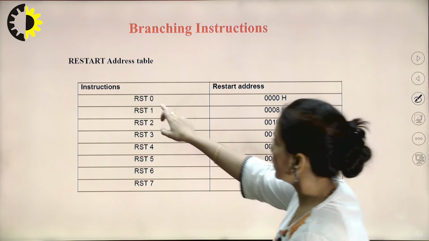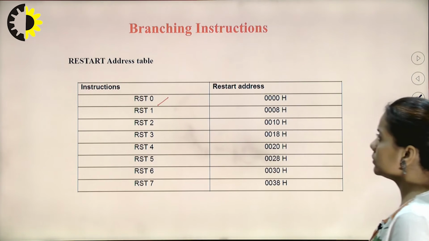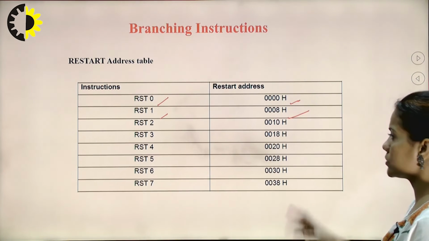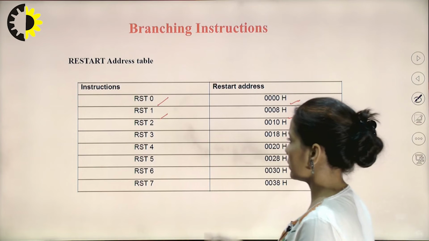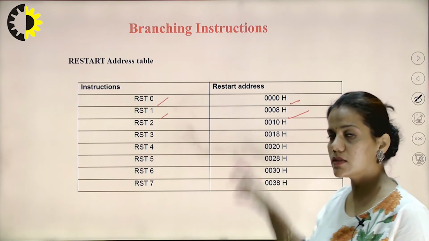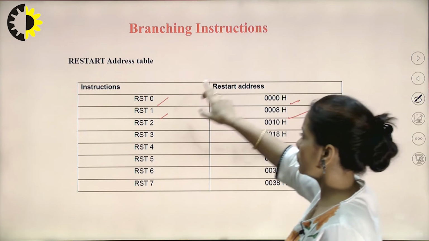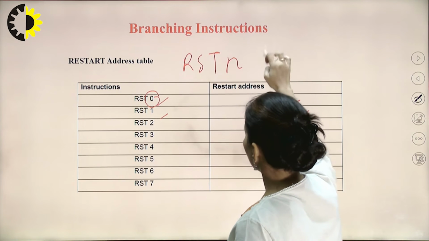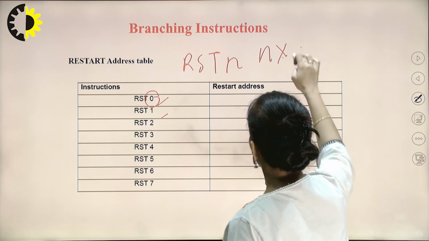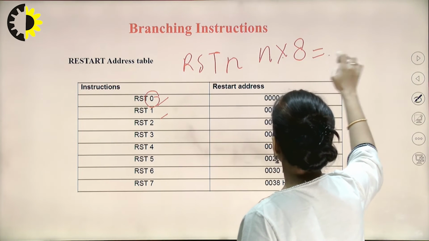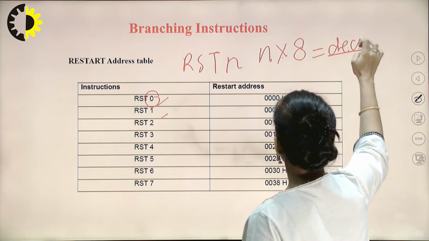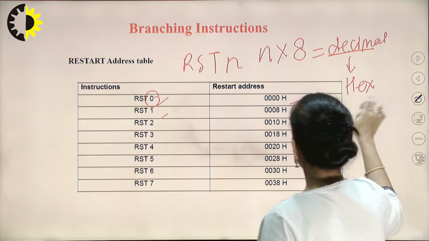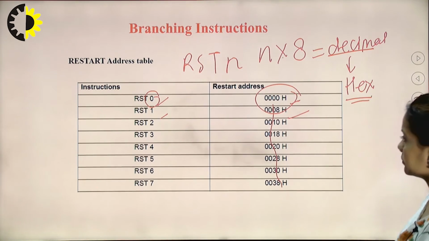Corresponding to RST 0, the restart address is this, the RST 1 restart address is 8 and so on up to RST 7. How will we find this restart address? You can multiply this number, suppose I am taking RSTn, you will multiply n by 8, and it will give you some decimal number. Then you have to convert that decimal number into a hexadecimal number, and this is that hexadecimal number.